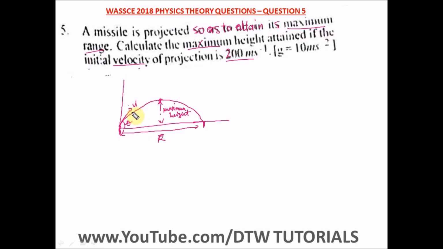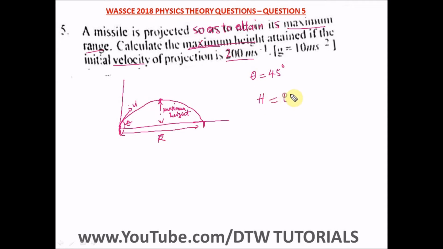Now, in projectile, if a missile or a warhead or a gun or a thrown bomb or a fired bullet, or maybe in sport a kicked football, if it attains its maximum range, it means that theta would be what? Once you see anywhere in projectile and it says attain its maximum range, our theta will be equal to 45 degrees. And remember, what's the formula to calculate the maximum height?